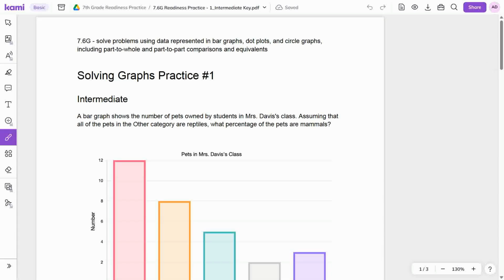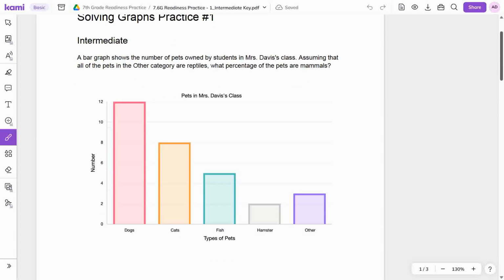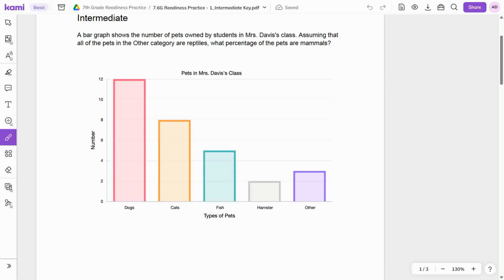So we have a bar graph here, and it shows the number of pets owned by students in Ms. Davis's class. And so we need to assume that all of the pets in the other category are reptiles. So let's say those are reptiles. We're looking for what percentage of the pets are mammals.